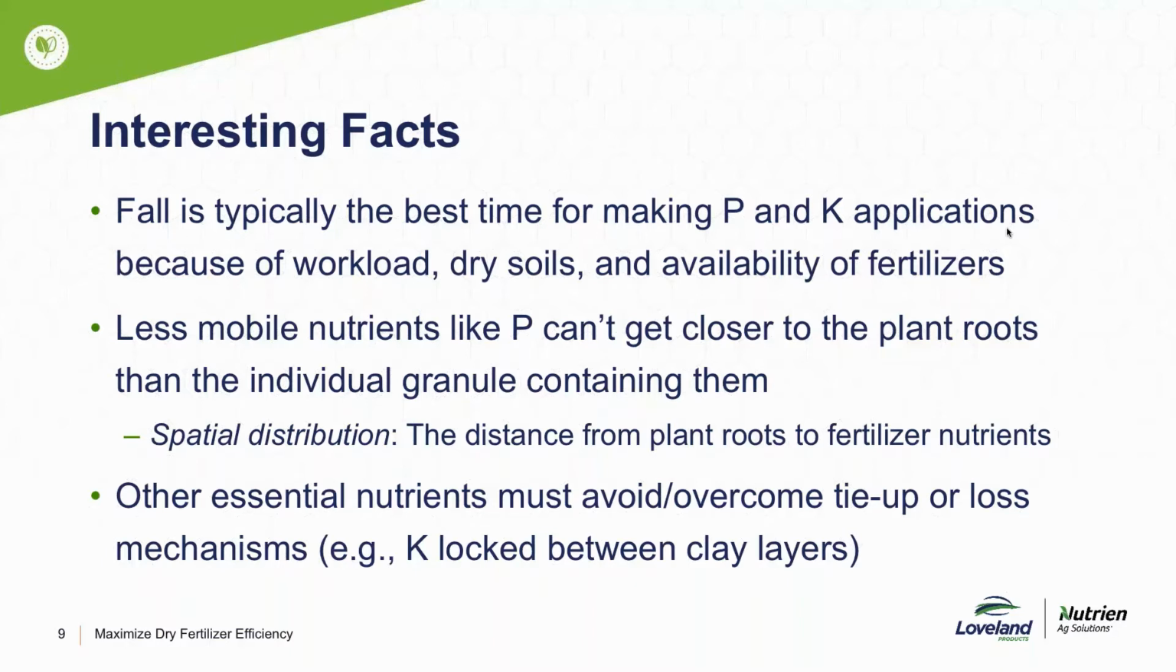And then those less mobile nutrients like phosphorus, one of the problems with that dry fertilizer granular application is you've got to look at the distribution of those prills on the soil. And if you're only putting 150 pounds or so out there, the distribution of those fertilizer prills is not that dense. So you've got to deal with the nutrients being available when that phosphorus really doesn't move that much. And then again, we've got to try to overcome some of the other nutrient tie-ups or loss mechanisms. Again, the example of potassium being locked between the clay layers. So we've got several things we've got to deal with.